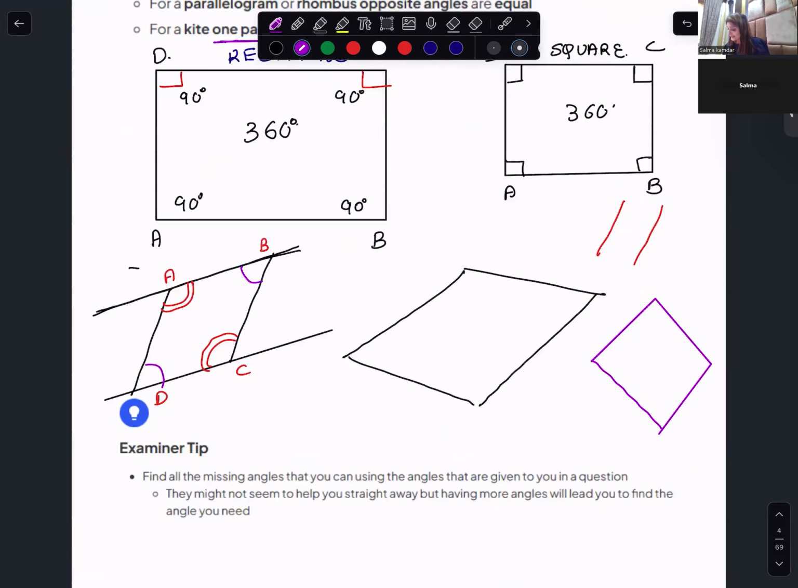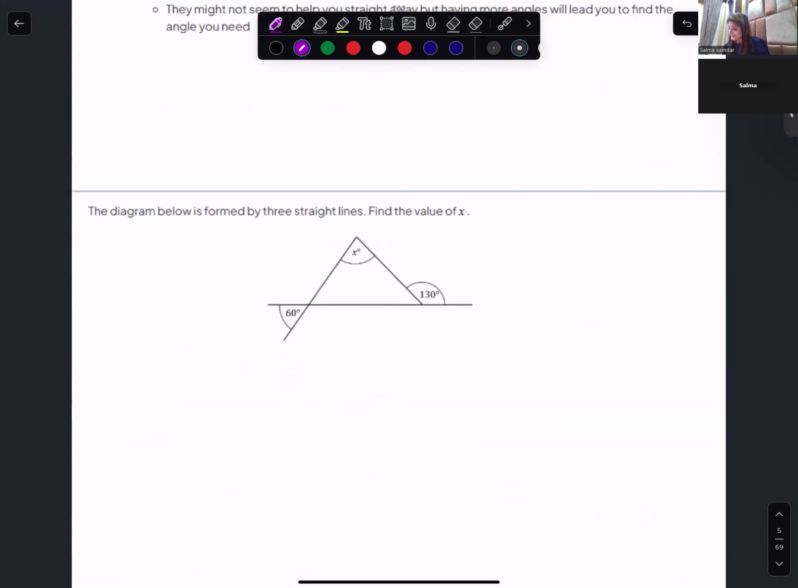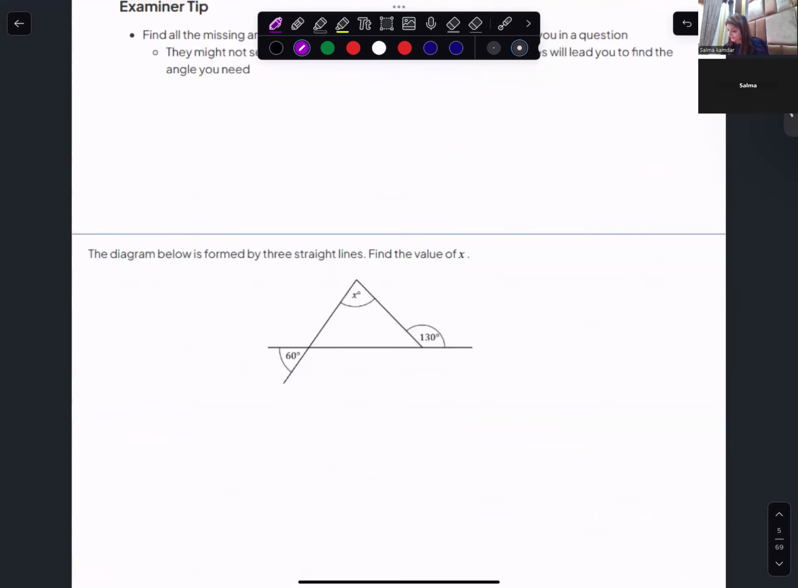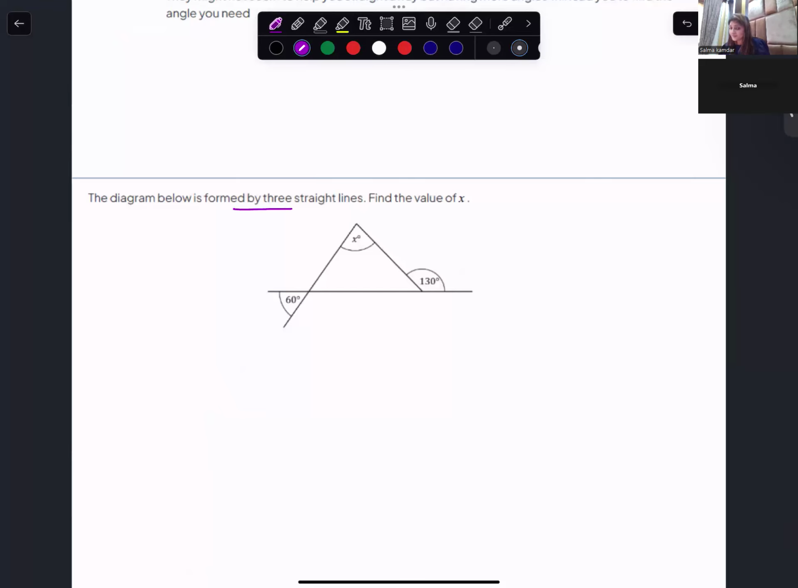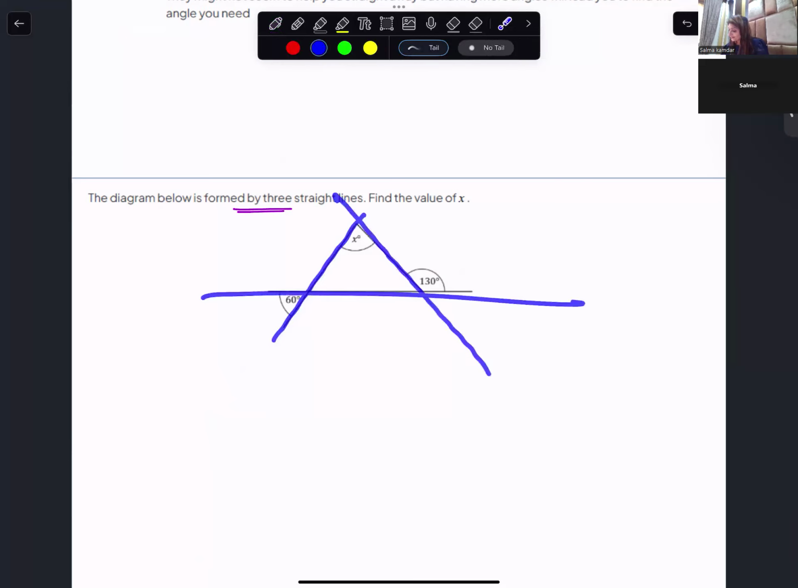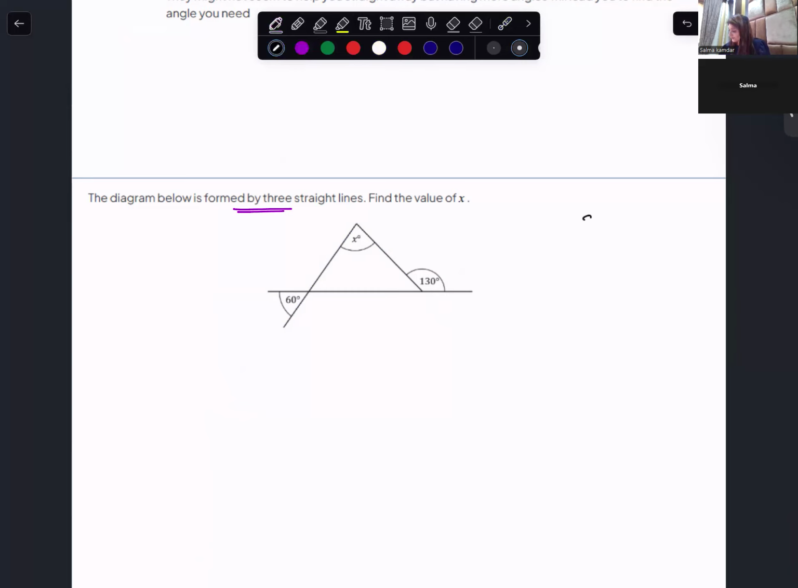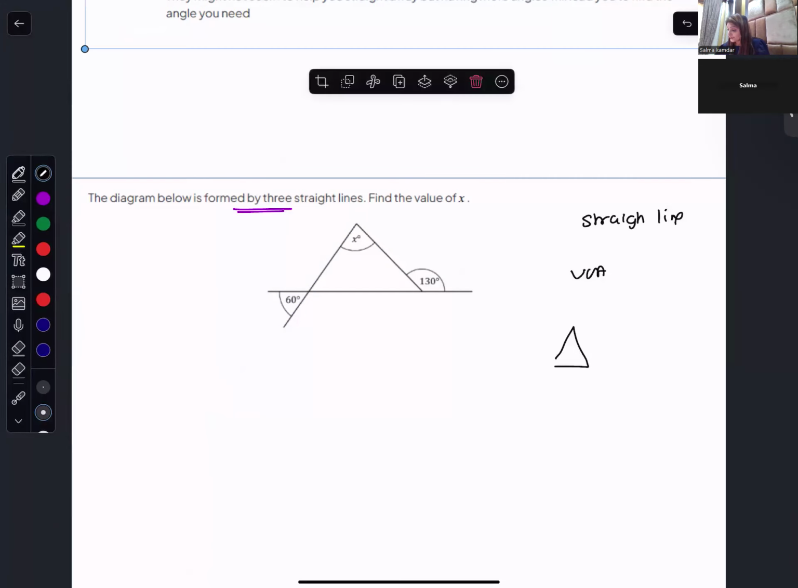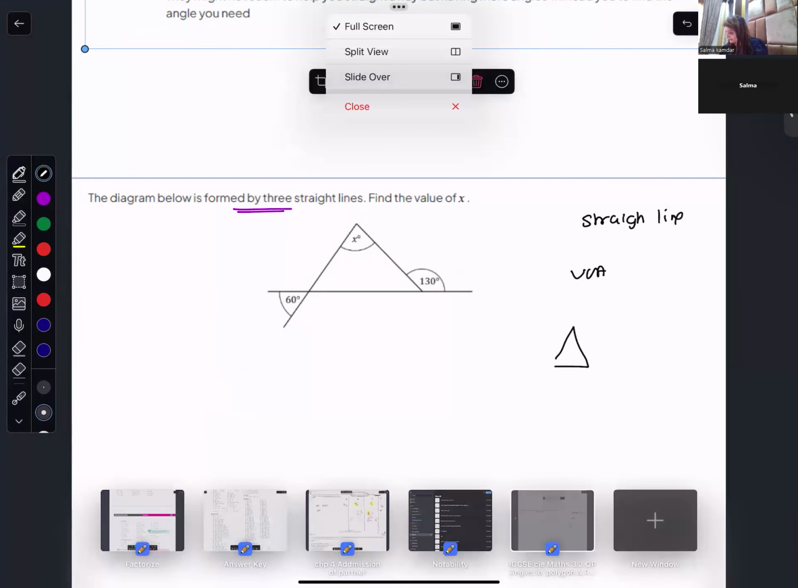Okay, now let's take a question and see how we do it. The diagram is formed by three straight lines, 1, 2, and 3. Find the value of x. You have to use the properties of a straight line, vertically opposite angles, and angles of a triangle. You need to know clearly what property you are using.